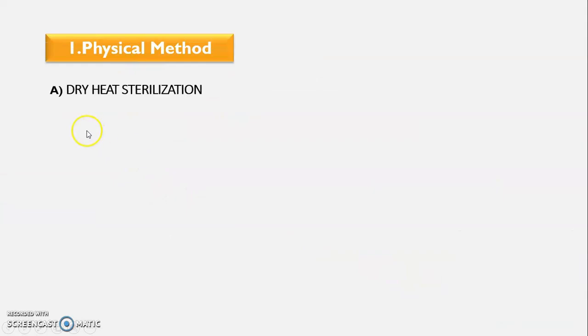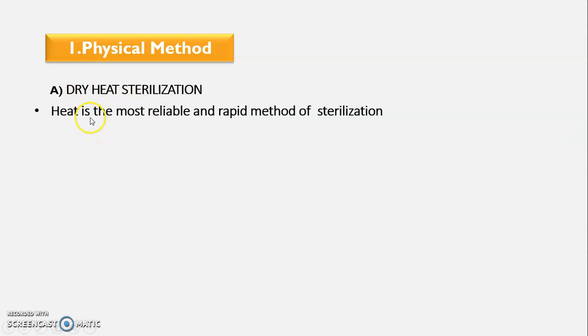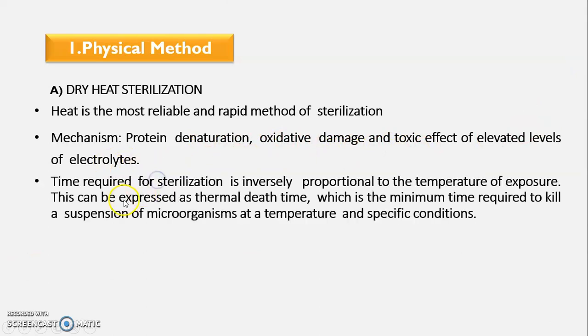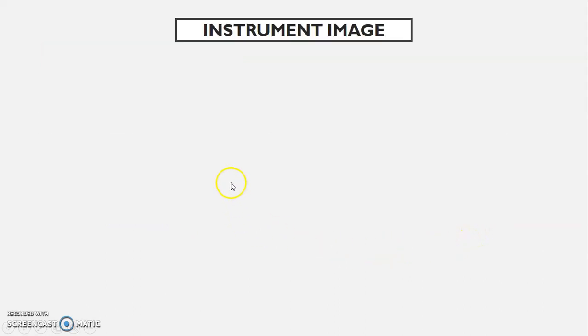Physical method, in that first is dry heat sterilization. Dry heat is a mostly reliable and rapid method of sterilization. It involves the mechanisms of protein denaturation, oxidative damage, and the effect of elevated levels of electrolytes. The time required for sterilization is inversely proportional to the temperature of exposure. This can be expressed as thermal dead time, which is the minimum time required to kill a suspension of microorganisms at a temperature and a specific condition.